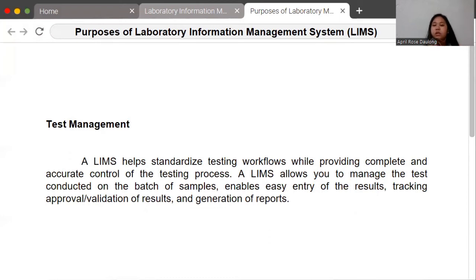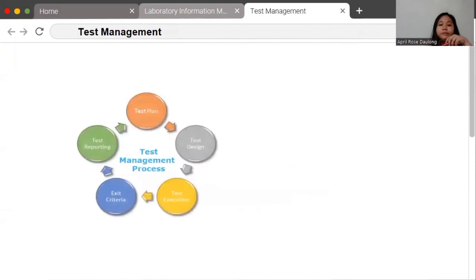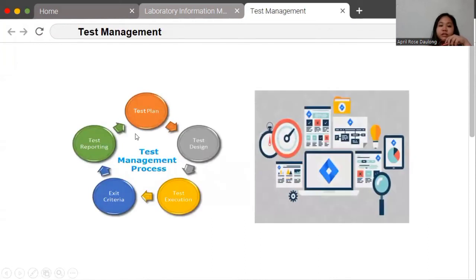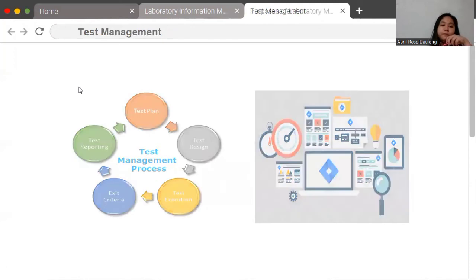So, makatrack ka sa mga approval and validation of results, makamanage ka sa mga test to conduct the batch of samples. Manage sa test management, test plans, test design, test execution, criteria, test reporting.